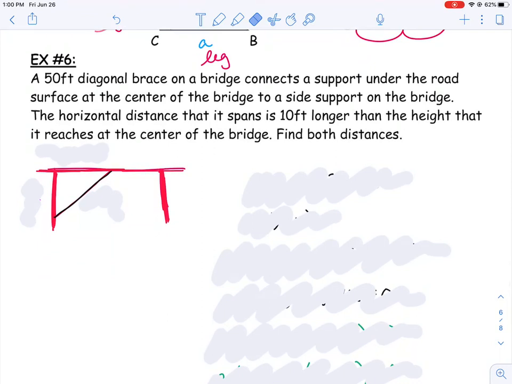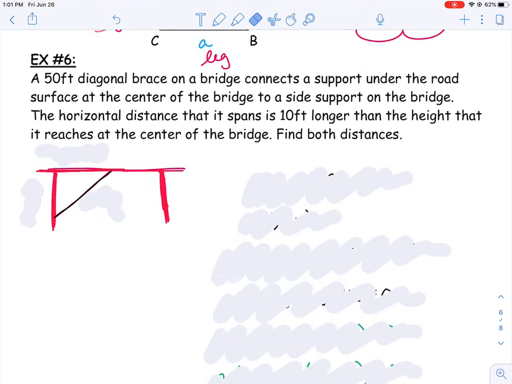Example number 6. It says here, a 50-foot diagonal brace on a bridge connects a support under the road surface at the center of the bridge to a side support on the bridge. Okay, let's read that again. A 50-foot diagonal brace on a bridge connects a support under the road surface at the center of the bridge to a side support on the bridge.